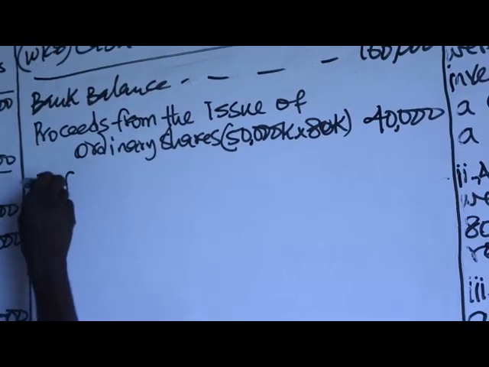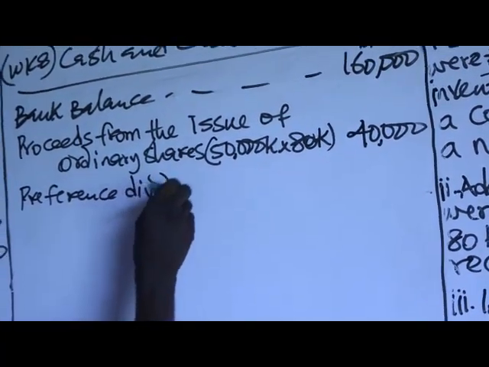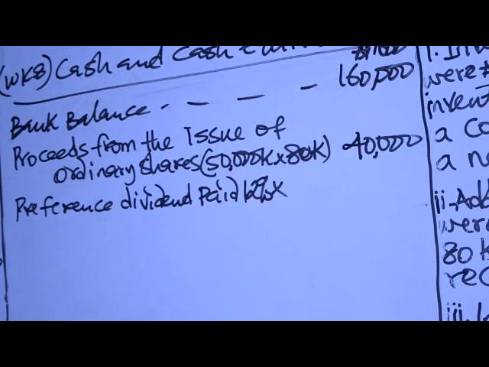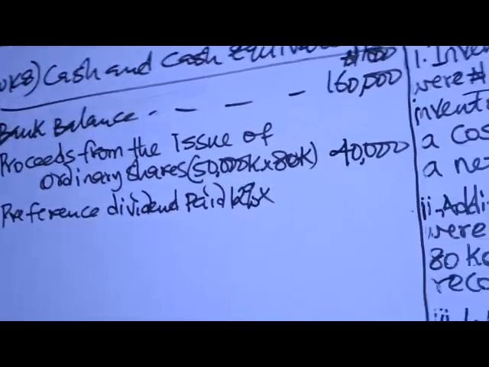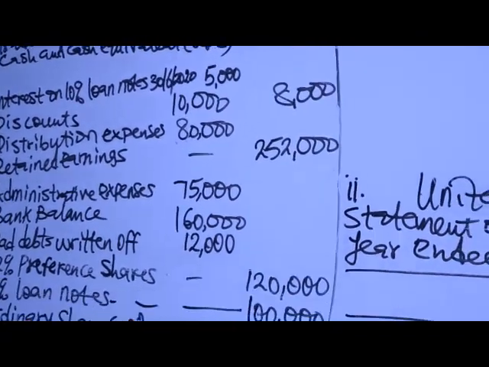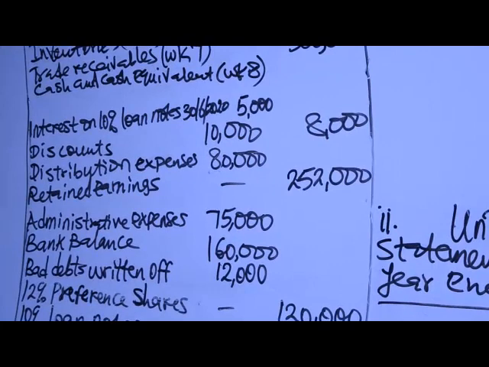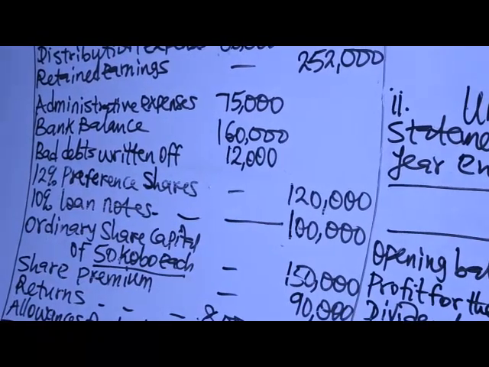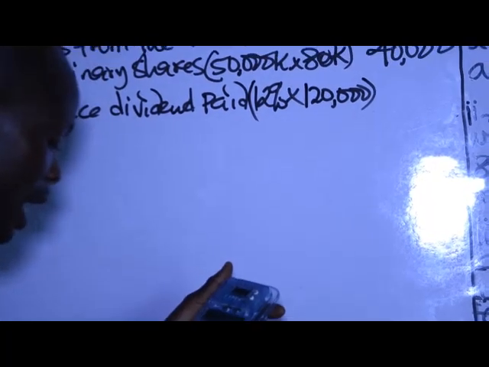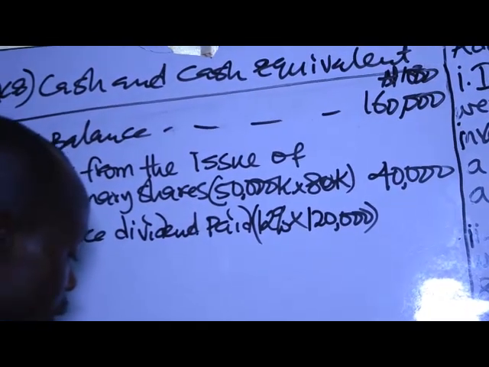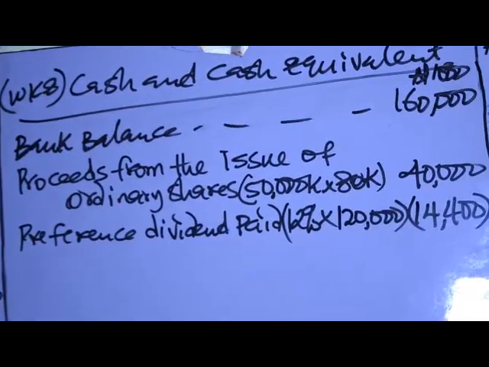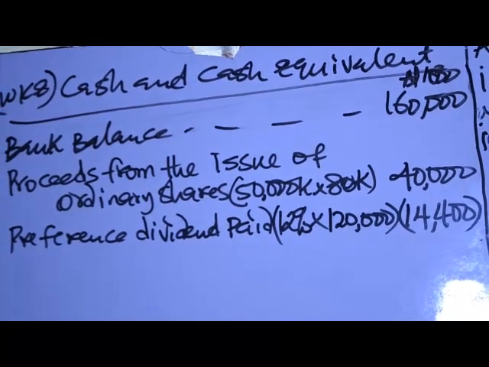So preference dividend paid is 12% multiplied by our preference shares. Let's go back to the trial balance. We have 12% preference shares, and that is 120 million. So the preference dividend paid will be 12% of 120 million, which gives us 14.4 million. Since dividend was paid, it will result in an outflow of cash.